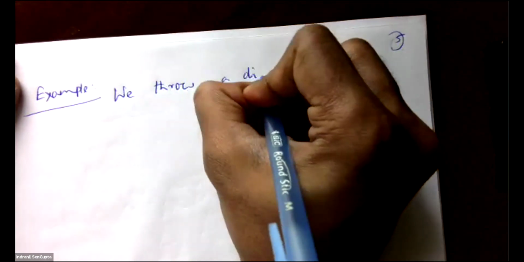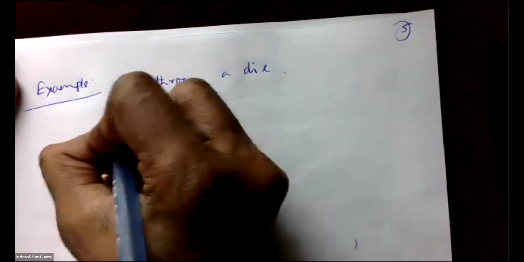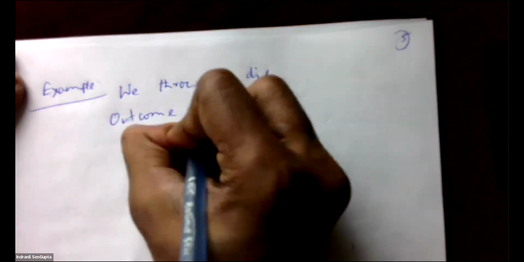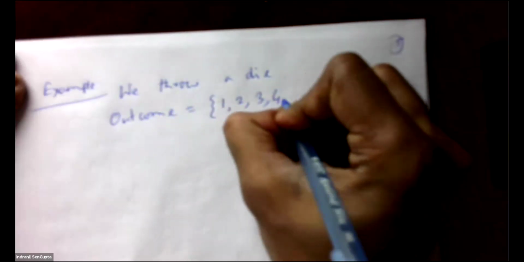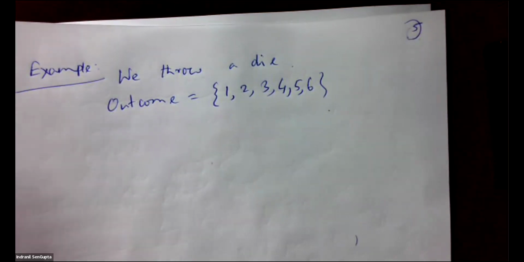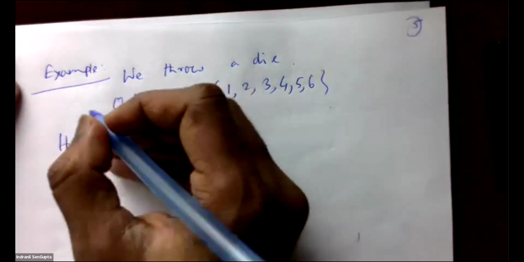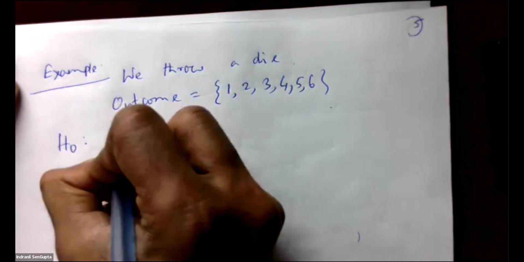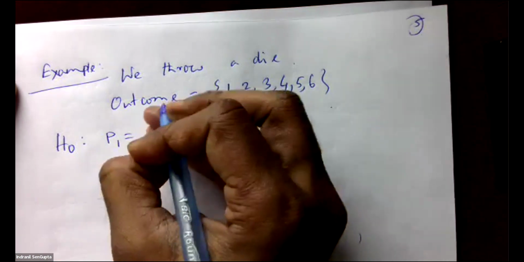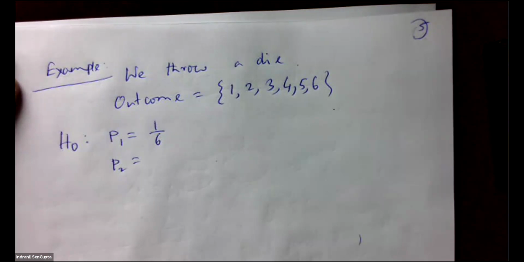Suppose we throw a die. The null hypothesis is that, with outcomes 1, 2, 3, 4, 5, and 6, P of 1 is 1/6. So the null hypothesis is that it's a fair die.